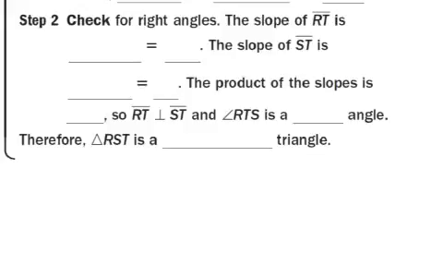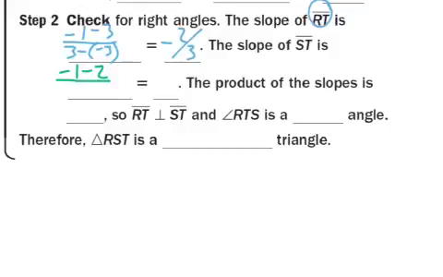Okay, so let's start with the slope of RT here. You could count on the picture, or if we use the formula, we get -1 minus 3 for the difference of our y coordinates, 3 minus -3. That reduces down to -2/3 for the slope of RT. For the slope of ST, we've got -1 minus 2 for the difference of the y's, 3 minus 5 for the difference of the x's. That gives us a slope of 3/2.